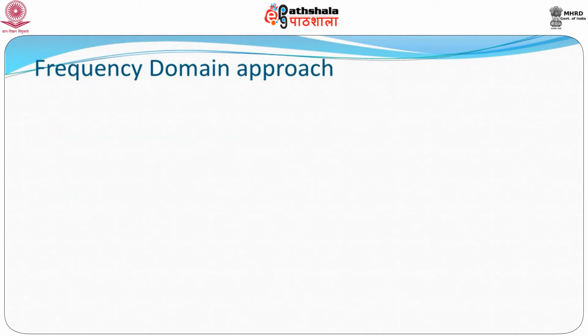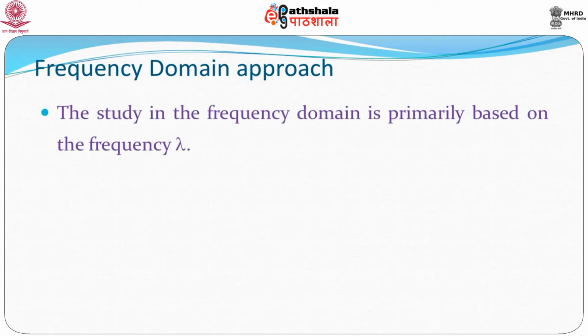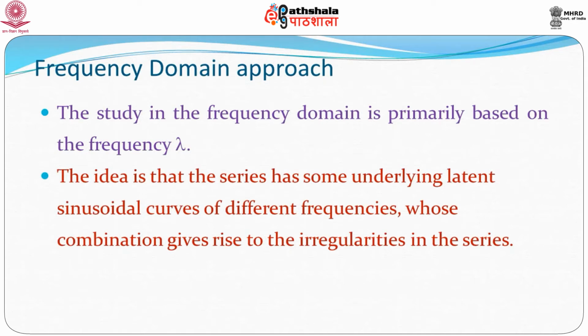Now, before we come to that, let us look at what the frequency domain approach does. It is primarily based on the frequency lambda. So, the problem is to identify this lambda. The idea is that the series has some underlying latent sinusoidal curves of different frequencies whose combination gives rise to the irregularities in the series.